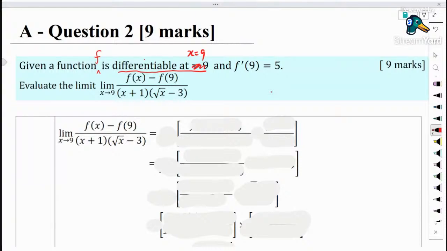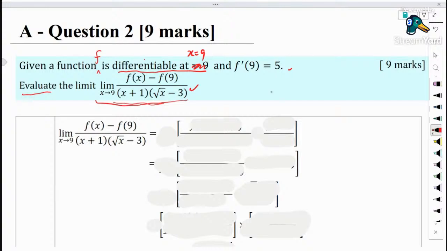And then you were told that f prime is equal to 5. Then evaluate the following limits. So what info can we get from the first sentence here in order to evaluate the limits? The meaning of evaluate is that we want to find out the value of this limit. This limit has a certain real number value.